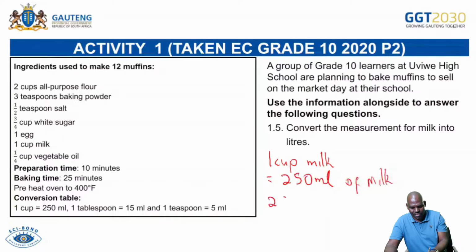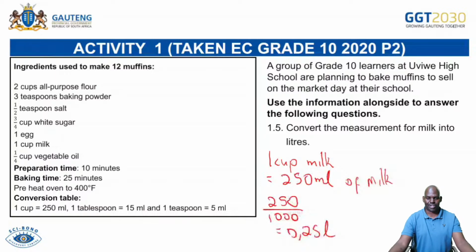So we take 250, we divide it by 1000, and this equals 0.25 liters. Easy as that. So that is the answer for number 1.5.